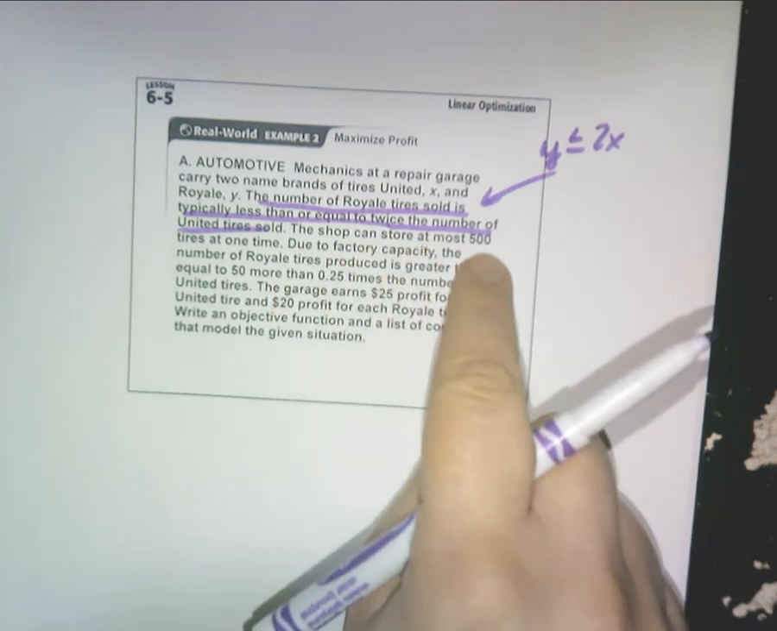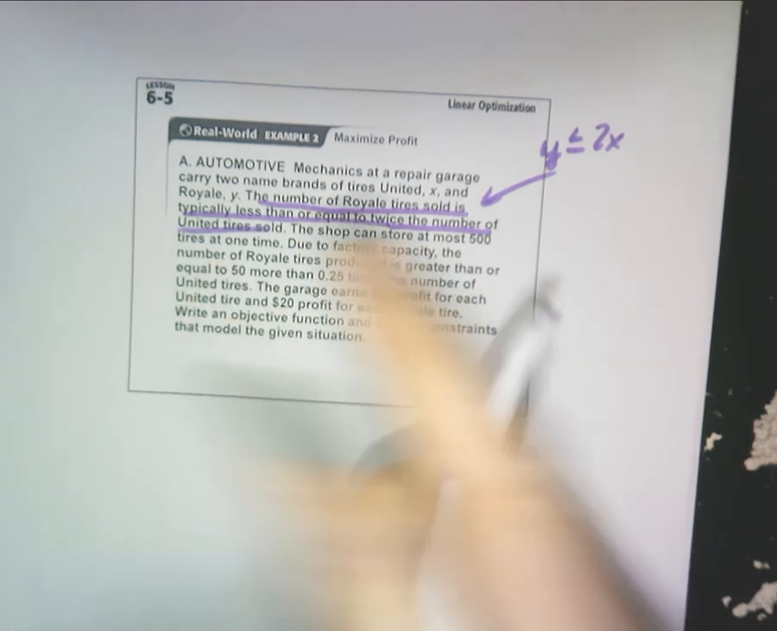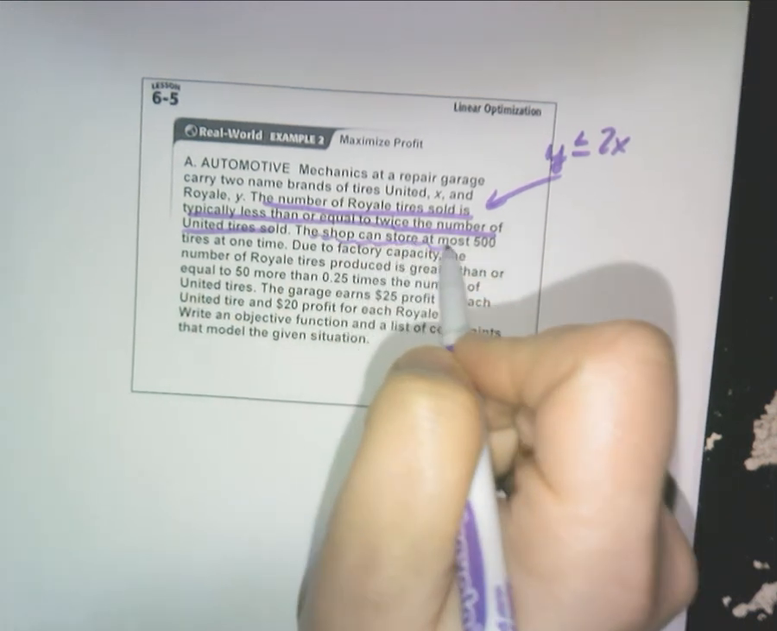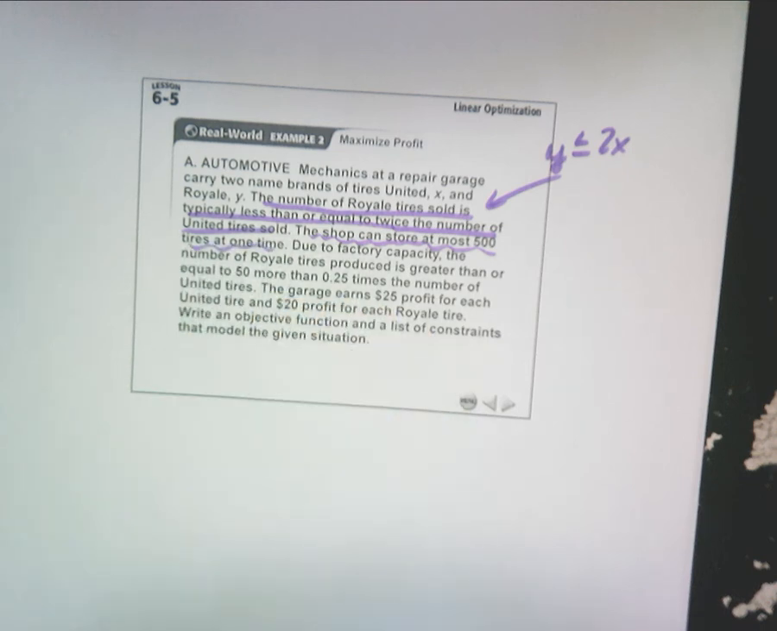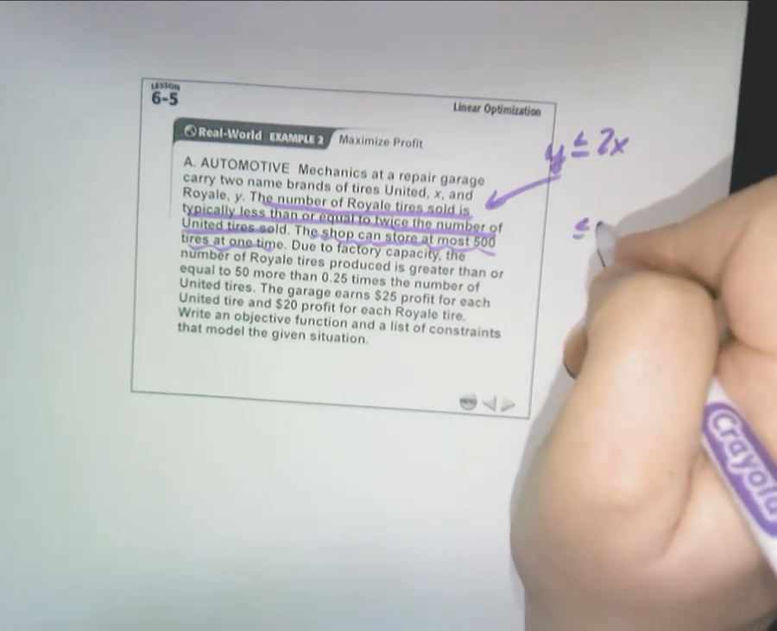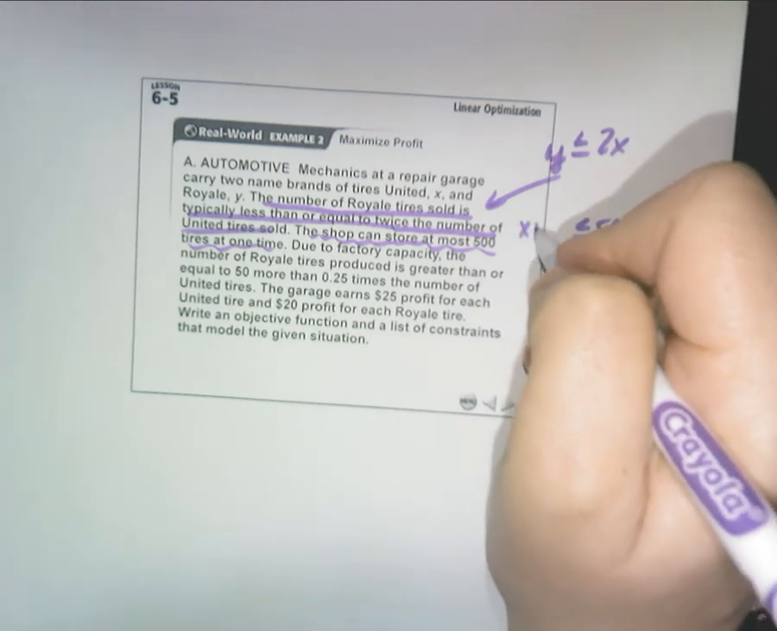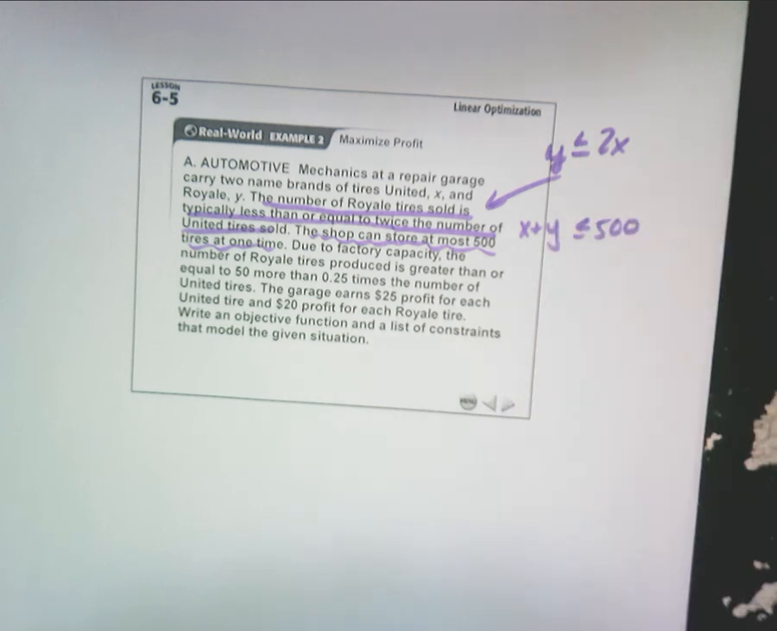The shop can store at most 500 tires. This is another constraint. If my shop can hold at the most 500 tires, how do I write that? Less than or equal to 500. What's less than or equal to 500? You are right. X and Y. Oh, okay. So there is another constraint.